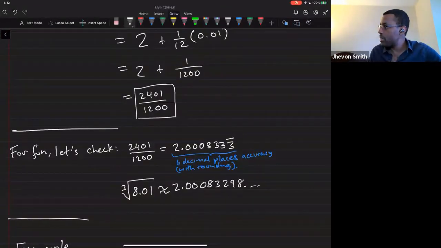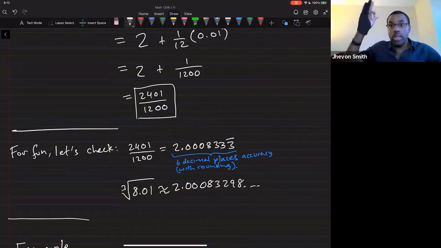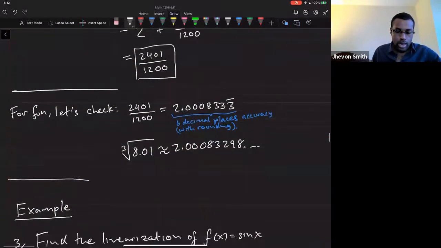If your function grows very slowly, you'll tend to be more accurate because your function actually doesn't change much. Whereas if your function grows quickly, your approximation tends to be off a lot sooner.